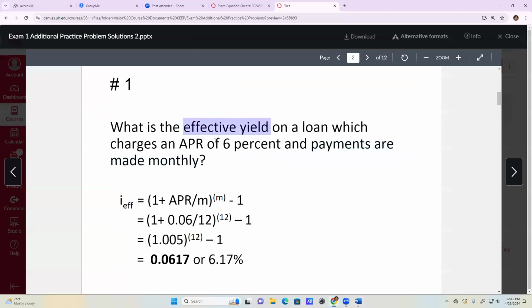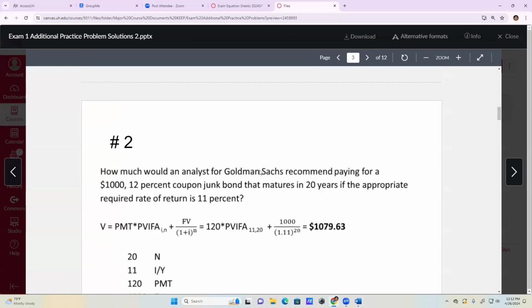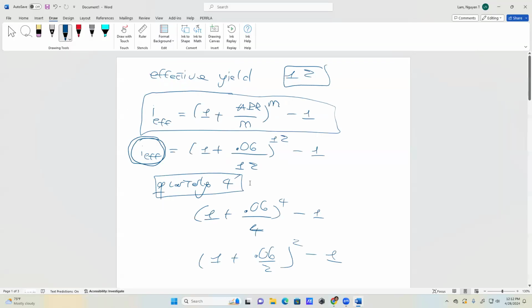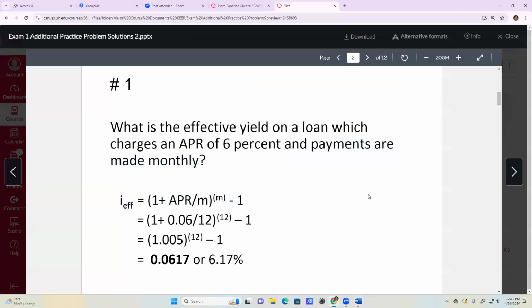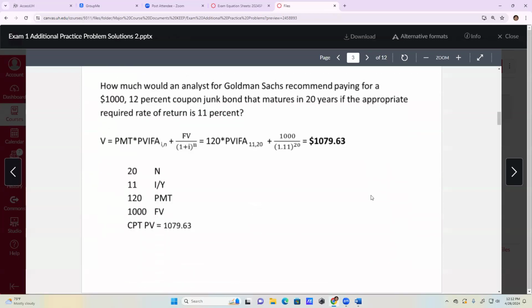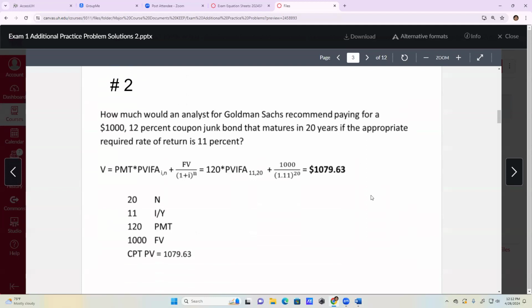I recommend you open this exam up, highlight effective yield, highlight this equation, and learn that on the spot. All right, do you have any questions in terms of this question? No, right? It makes sense. Okay, cool. So our strategy here is to memorize what kind of problem is being asked. All right, on to the next one.